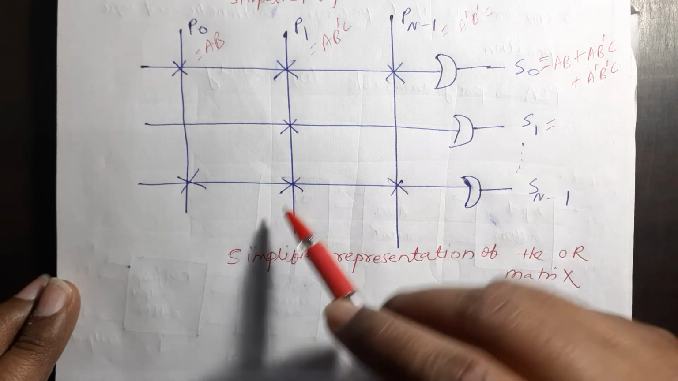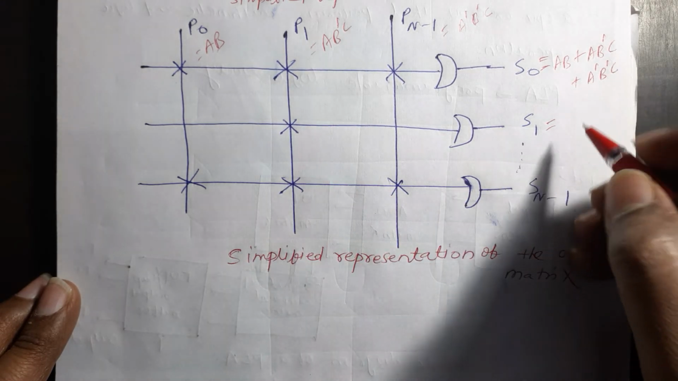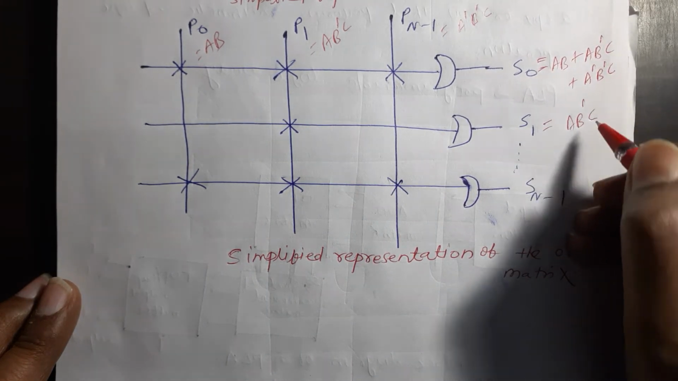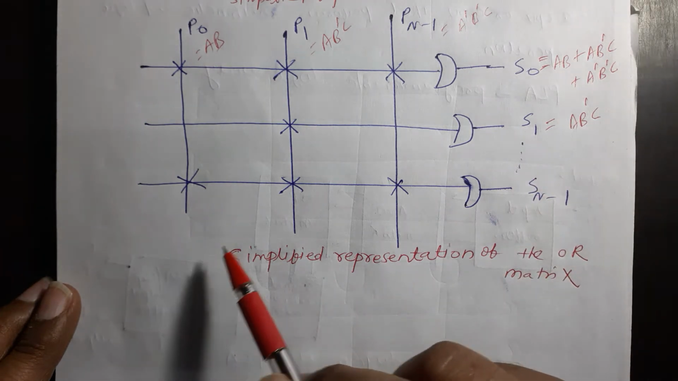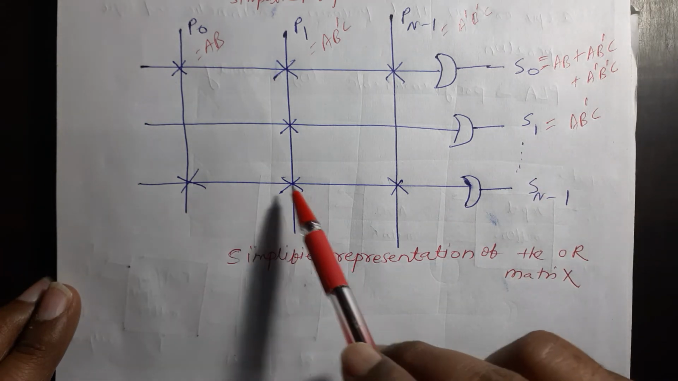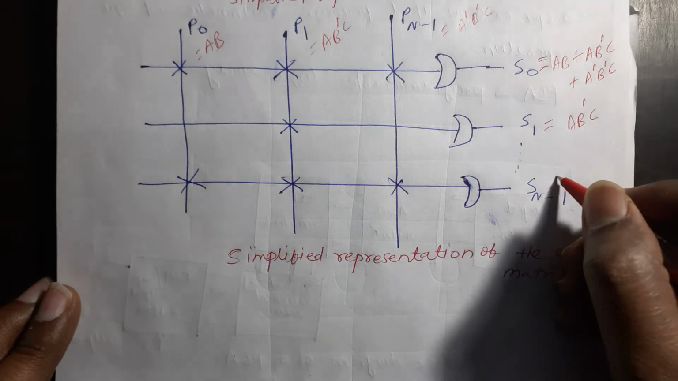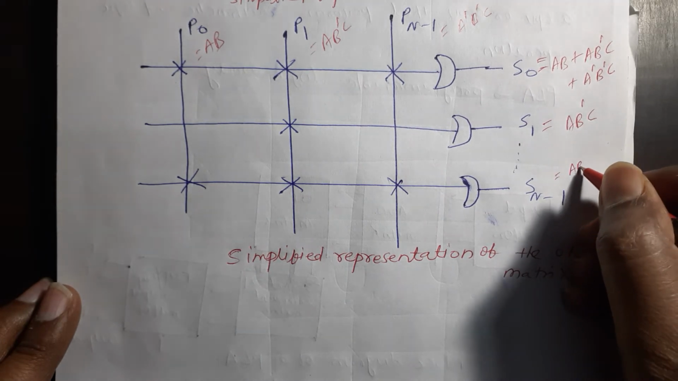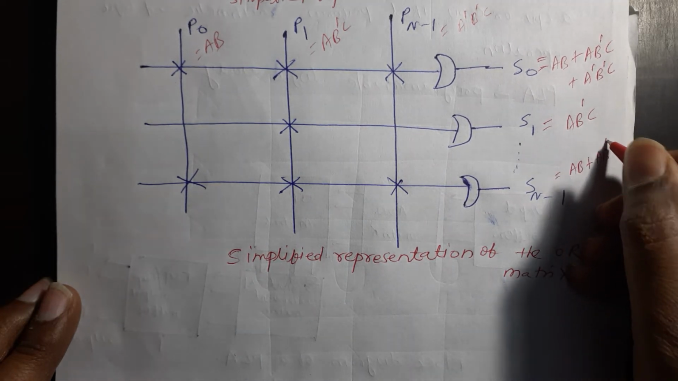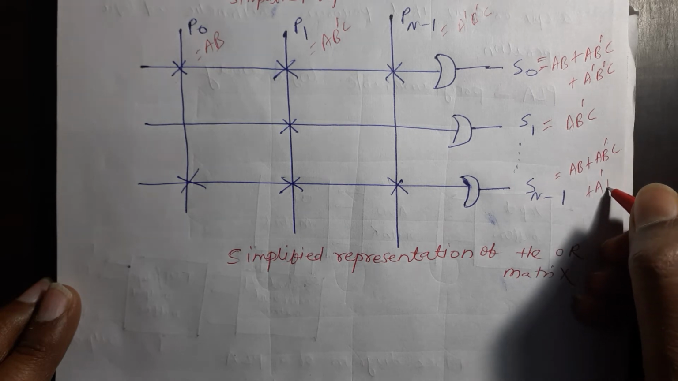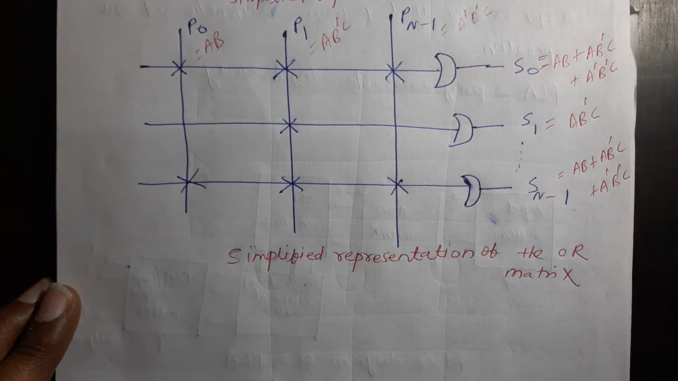Because there is only one connection, so it will be A B bar C, and here it is connected at all points, so this will be AB plus AB bar C plus A bar B bar C.